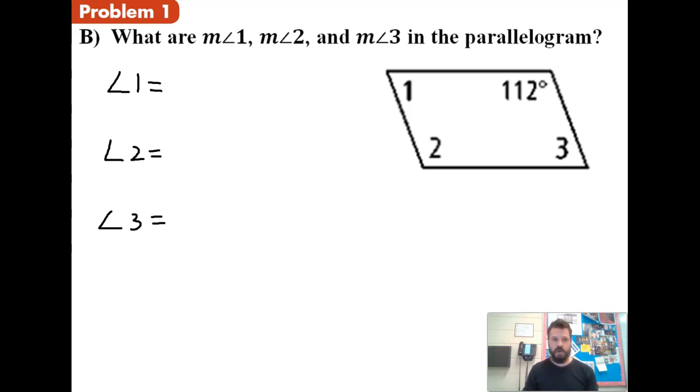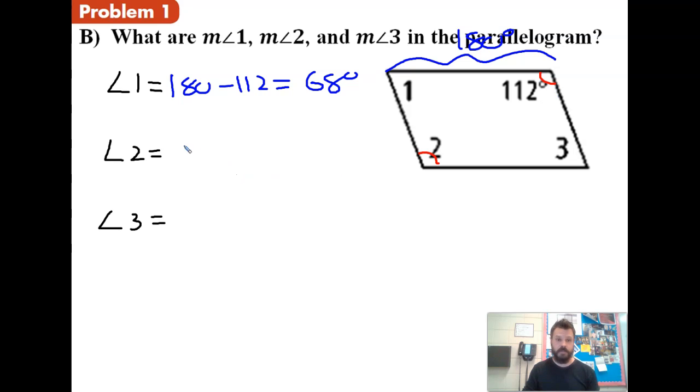Okay, so let's start off with angle 1. It is consecutive with this 112. So once again, I have a pair of supplementary angles. Angle 1 will just be 180 minus the 112, which will give me 68 degrees. Okay, next up, angle 2. Angle 2 is opposite the 112, so I know that those two angles will be congruent.